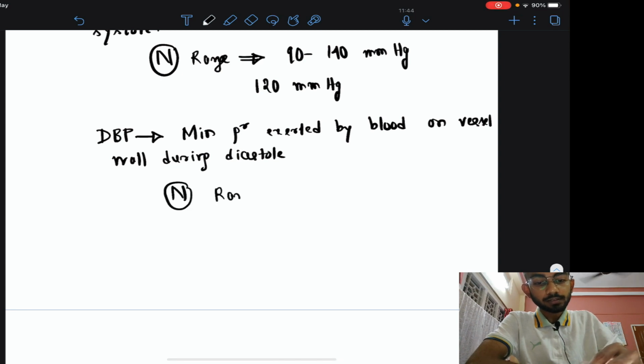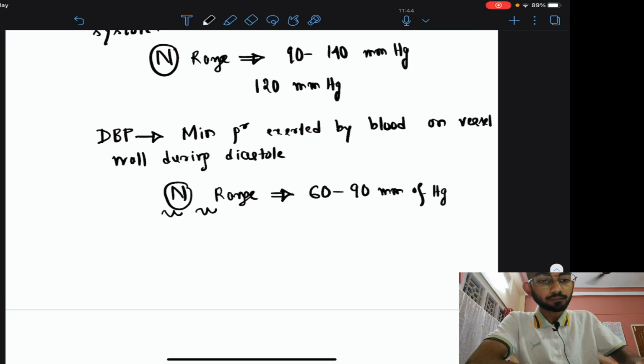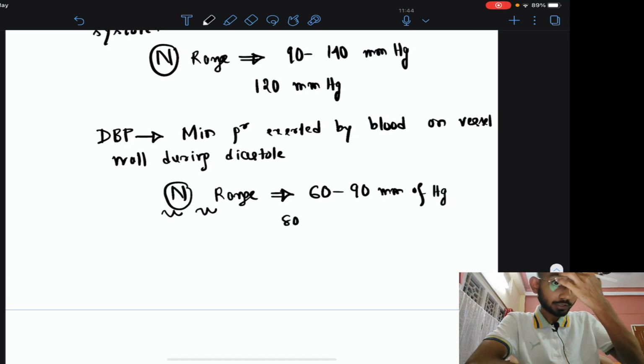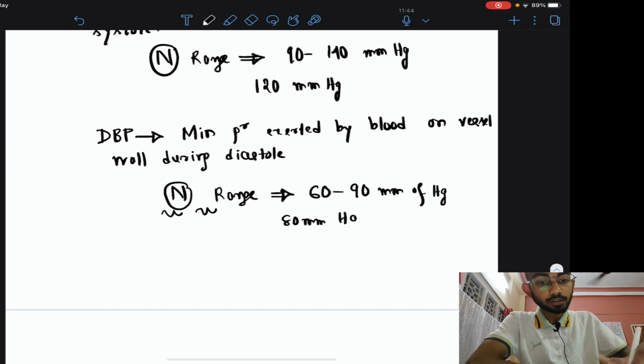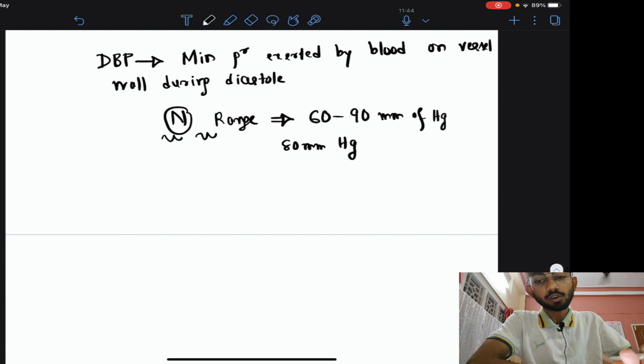Talking about arteries, the normal range of the diastolic blood pressure on the aorta ranges from 60 to 90 millimeter of mercury. Though we say that the diastolic blood pressure is 80 millimeter of mercury, talking about the range, it varies from 60 to 90 millimeter of mercury.